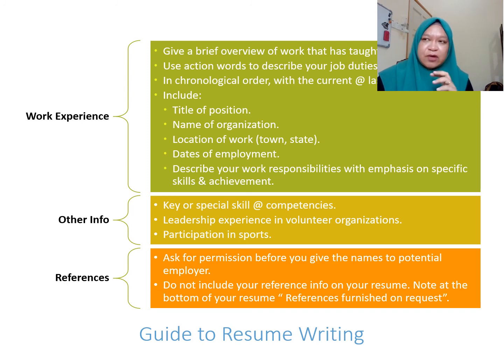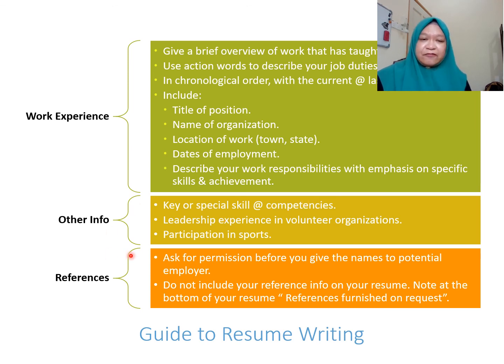Working experience. If you have working experience during your study time, you should include it according to chronological order, from the current one. What to include is the title of the position. Let's say you became a sales promoter, so write sales promoter, and the name of the organization. For example, you became a sales promoter at Watsons, so write down Watsons. The location, the town and the state, and the date of employment. Then write a little bit about your job scope or job responsibility in the position.